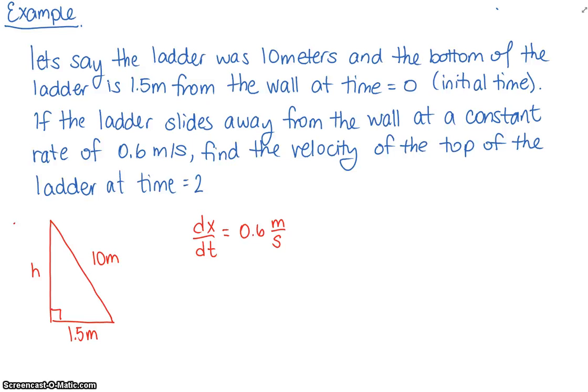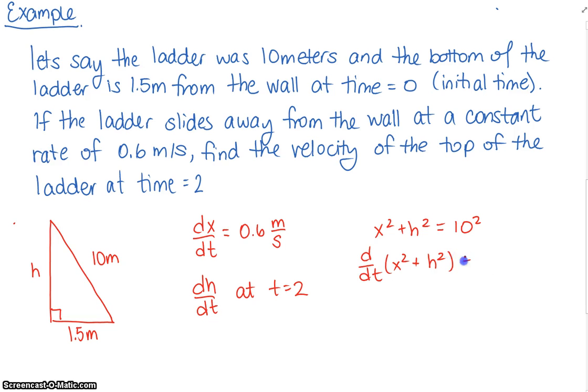So, since we know the dx/dt, what we need to find ultimately is our dh/dt at t equals 2. So the relationship between the x and the h is based on Pythagoras. We know that x squared plus h squared is going to equal 10 squared, no matter what. If we differentiate this and we take the derivative with respect to time, for both left-hand side and the right-hand side. So then, if I implicitly derive this, the derivative of x squared with respect to t becomes 2x dx/dt, and if I implicitly derive this with respect to t, I'll get 2h dh/dt, which is then equal to 0.